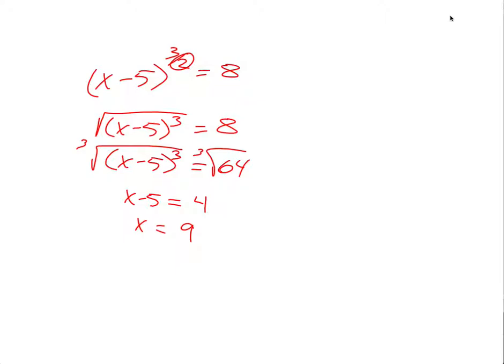So let's double check. Questions? Plug in 9. 9 minus 5 is 4. 4 cubed is 64. The square root of 64 does produce 8. Questions? Alright, one more.